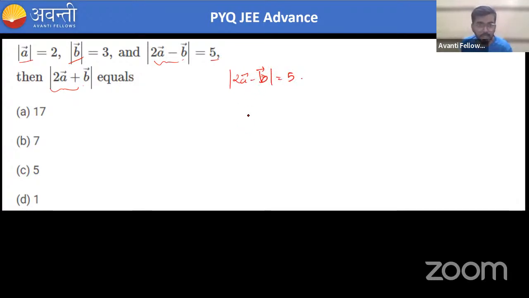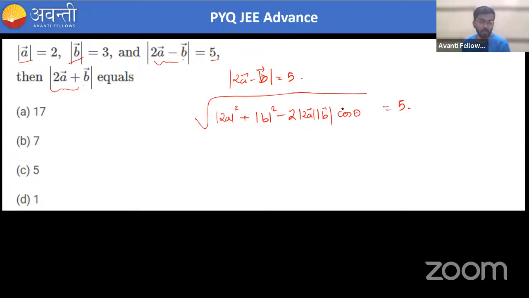So can I write this as under root of mod of 2a square plus mod of b square minus 2 times mod 2a into mod b into cos theta equals 5, right? So what is this cos theta? Let theta be the angle between a bar and b bar. So this is that cos theta.